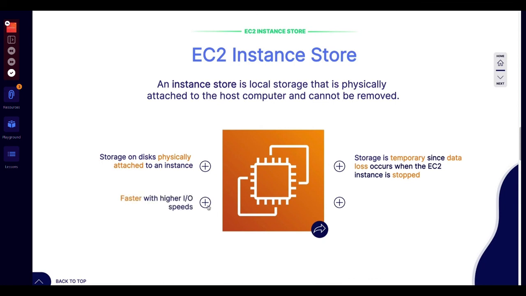The big advantage is that the throughput or latency is much faster. Because this data doesn't have to travel over any networks, it's physically attached to that EC2 instance. This is the fastest option for data access.